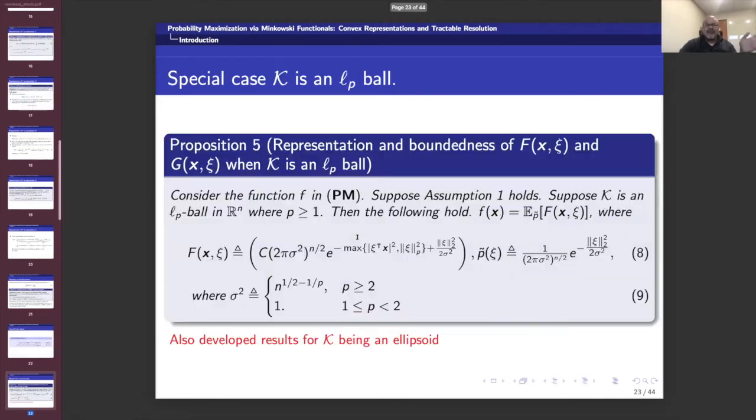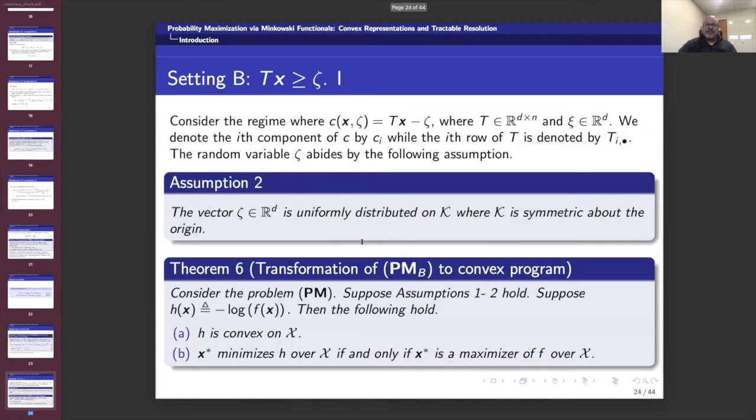Okay, now once you have that, you can actually refine these. If you look at the paper, we're able to specialize these results to the regime where K script is an ellipsoid. So there are things that you can do once you have these further specializations on K script. Now what happens when you look at setting B? When you have setting B, and if you assume that zeta is uniformly distributed on K script, where K script is symmetric about the origin, it turns out that you can transform that problem into a convex problem just by using known results on log concavity.